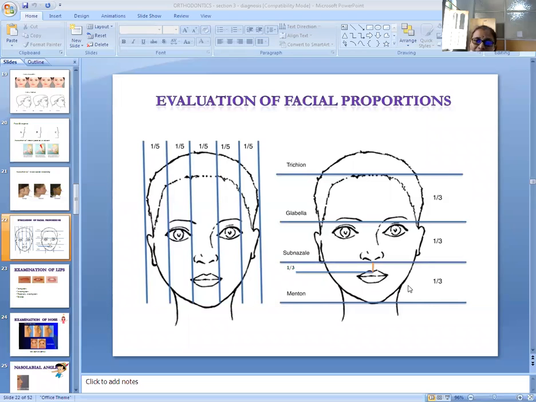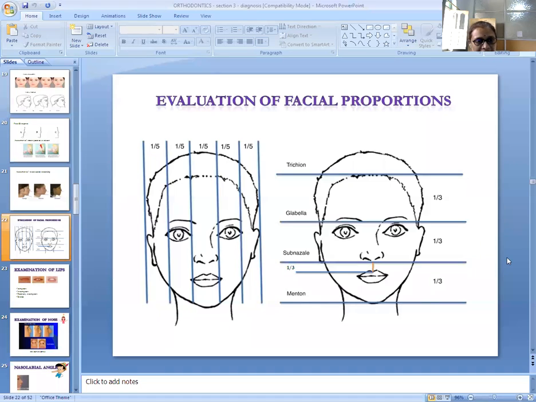This is a bit complicated to understand, but just remember the simple thing: our face is divided by 4 lines horizontally. These 4 lines are trichion, glabella, subnasale and menton. They will divide the face in 3 equal thirds, 1/3, 1/3 and 1/3. And these thirds are dimensionally equal to each other. Individually, if you take one part, it will be equal to 1/3 of the whole face. I hope you understand this.